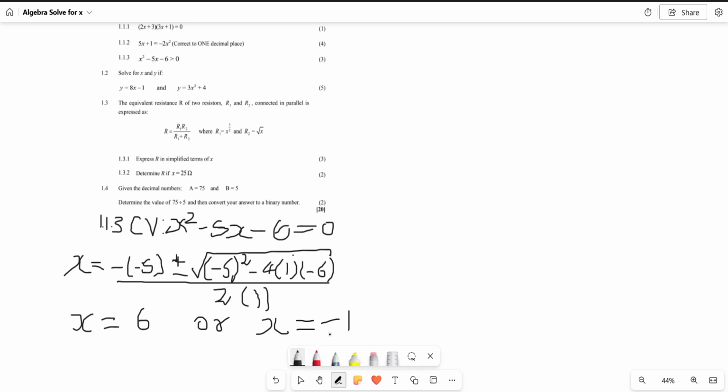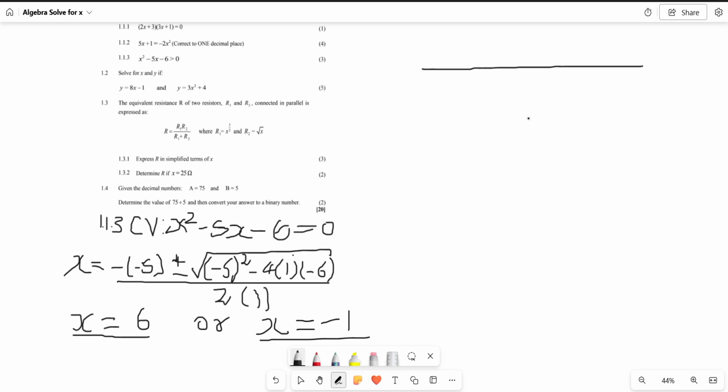Right, we can proceed. Now we got our critical values to be x equals positive 6 and x equals negative 1. These are not the solution for this quadratic inequality. These two are the critical values that are going to assist us to find the actual solutions of x. From finding the critical values, you must go straight to the number line.